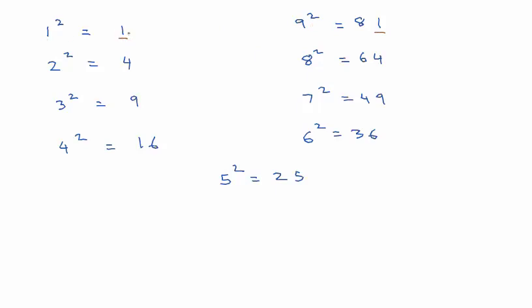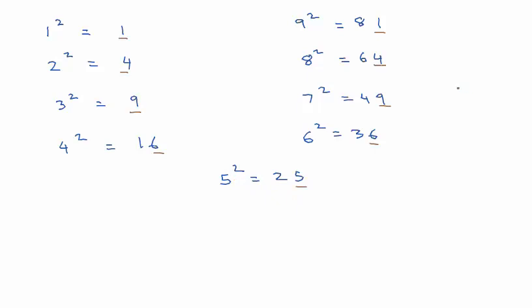Well, 1 square has only 1 digit, but we could still say it starts and ends with 1. Similarly, 2 square and 8 square both have a 4 in the end. 3 square and 7 square both have a 9 in the end. And 4 square and 6 square both have a 6 in the end. And finally, 5 square has a 5 in the end.